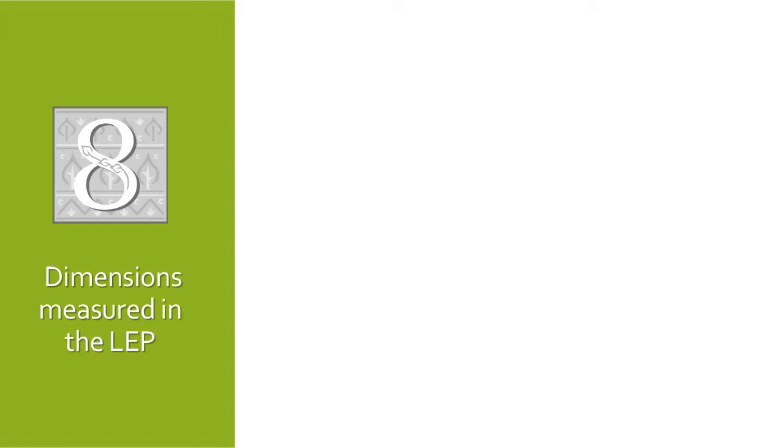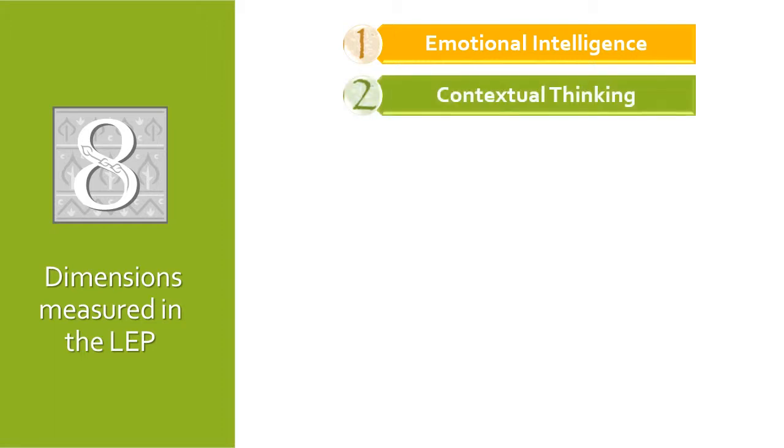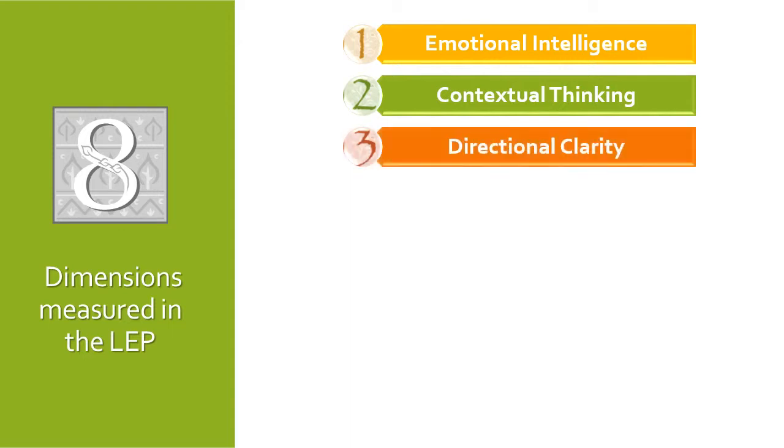So here are the 8 dimensions that are measured in the LEP. They begin with emotional intelligence, which is our capacity to recognize, understand, and harness our own feelings and the feelings of others. Next is contextual thinking, which is how well the individual links specific events, tasks, and actions in a wider perspective or pattern. Next is directional clarity, which is the ability to identify a credible destination and indicate how to get there in a clear and simple way.